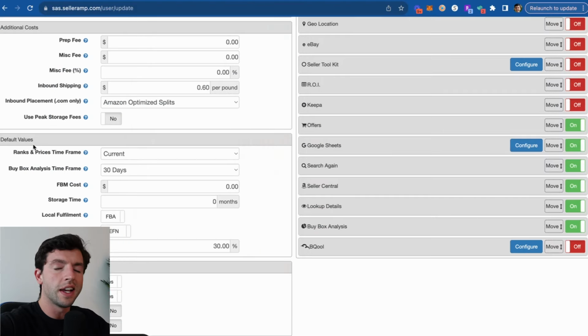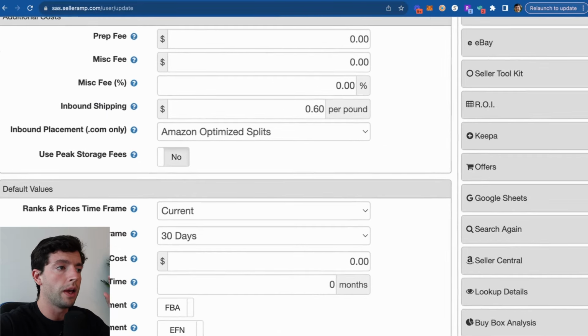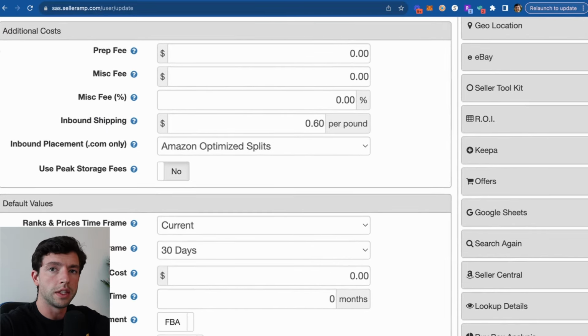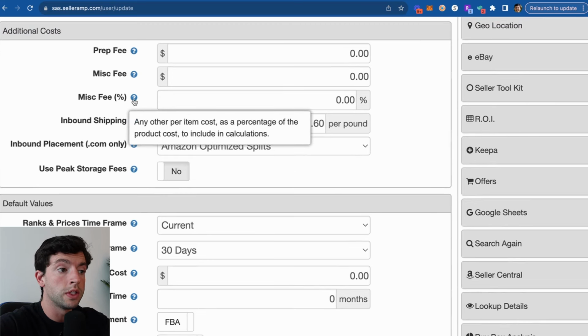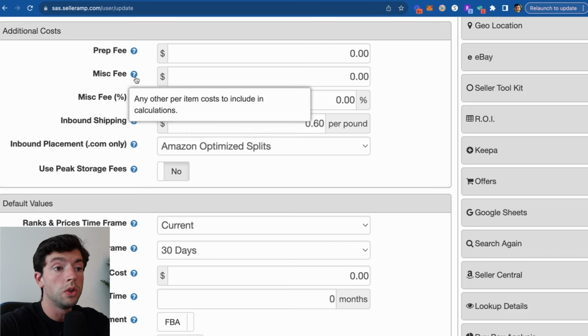So the first mistake I see a lot of beginners making is not having their numbers correct in the SellerAmp settings. This is what you should do right when you get a free trial for the first time. So if we go ahead, we're on selleramp.com, hit the top right drop down menu, head to settings. And what you need to do is add in your inbound shipping cost and your sales tax percent or your prep fee, depending on if you're using a prep center or doing prep yourself in-house.